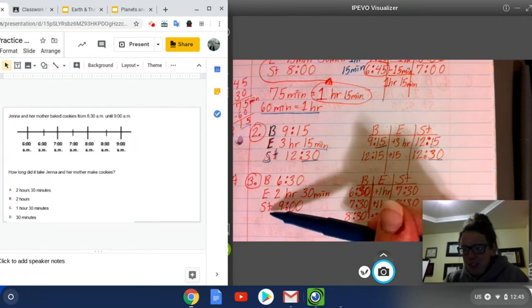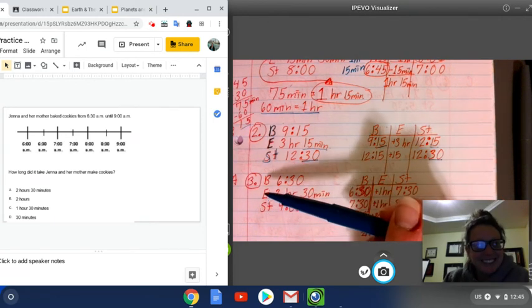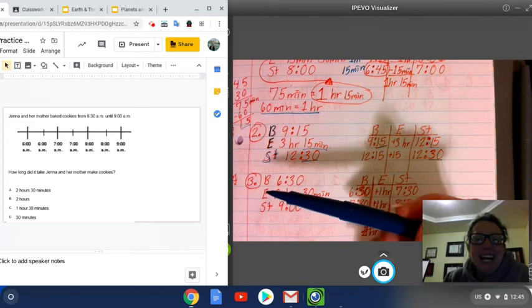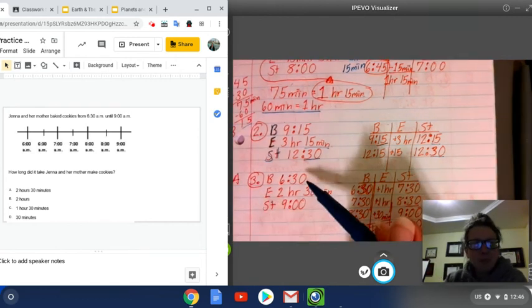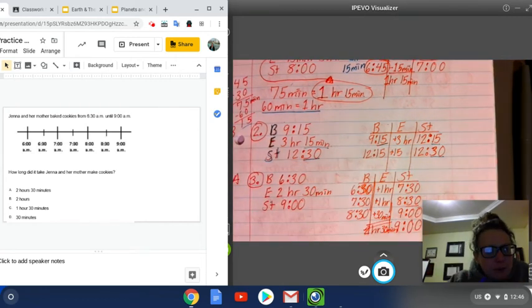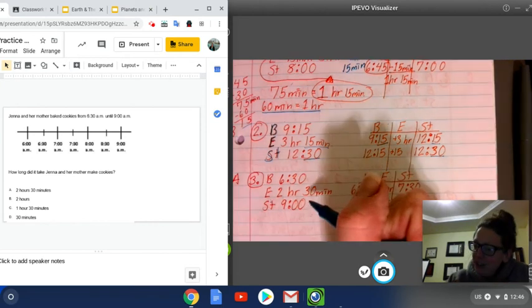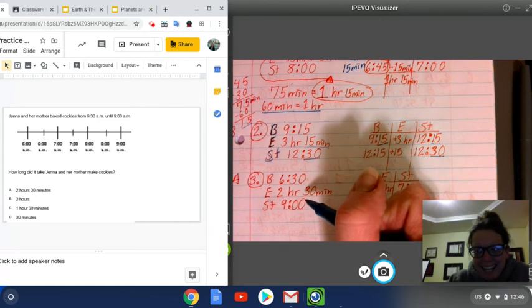So I start with my best chart, organize our thoughts, and we want to find out how long. So if we're talking about how long the cookies bake, from beginning to end, we're looking at how much time passed. So we're looking for, great job, elapsed time. So if she puts them in, she starts them at 6:30 a.m. and they are done at 9 a.m.